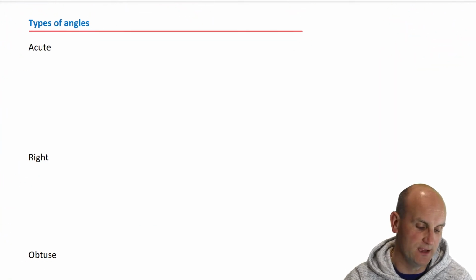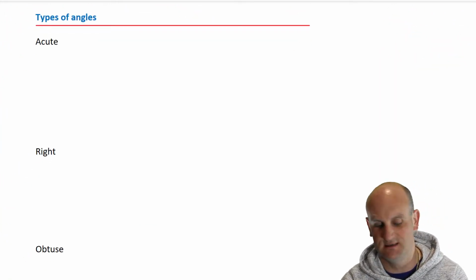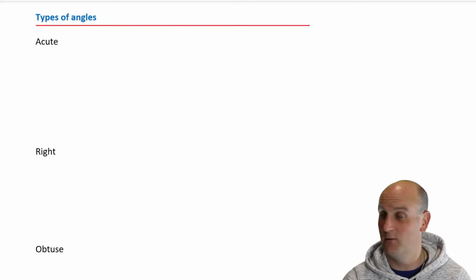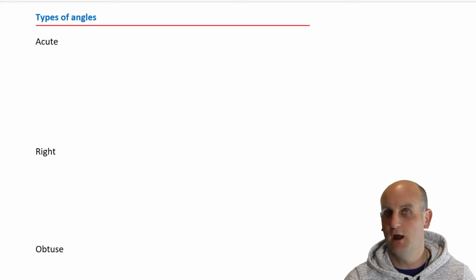But what about types of angles? Well, this is stuff from year 6. You know this stuff backwards. An acute angle. Now, this sounds really, really weird. I'll probably get away with it in the United Kingdom, but acute angle.